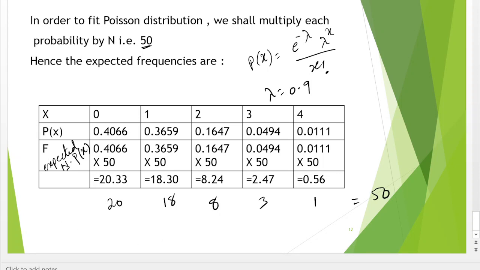So the frequencies given in the question are the observed frequencies. These are the expected frequencies. The total observed frequencies are equal to the total expected frequencies. Then we say that the data is a good fit to the Poisson distribution.